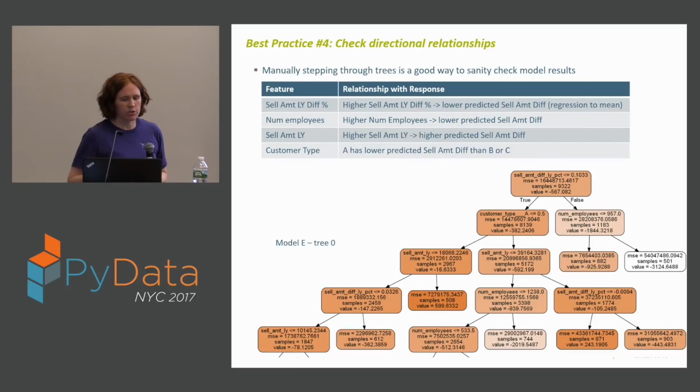So the first approach is just manually stepping through trees. It's just a really great sanity check to, again, make sure there are no bugs in your data or your code or anything, and that the model just makes sense. So I took this Model E, which I think had like 30 trees. This is tree 0, just picked one out and clipped it to the first 5 levels. And we can just go and eyeball what the relationships are based on the splits.